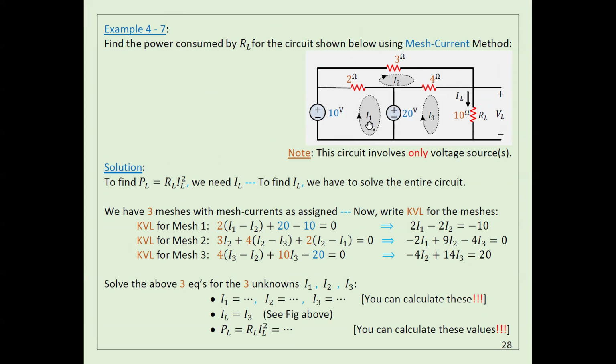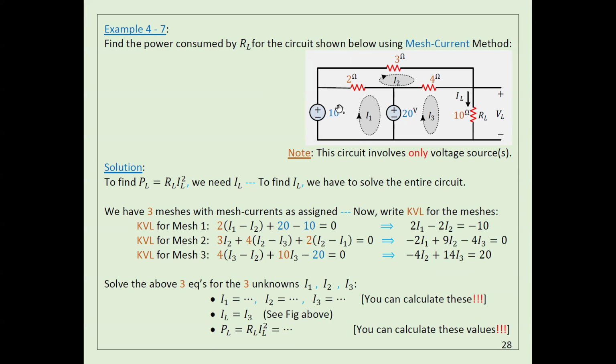Okay. So now, how many unknowns do you have? I have three unknowns: I1, I2, I3. So I need three equations to solve for I1, I2, I3. Very simple. I can apply Kirchhoff's voltage law to this loop here, and this gives me one equation. I can apply Kirchhoff voltage here, which gives me a second equation. Kirchhoff voltage here is going to give me a third equation. Very easy.